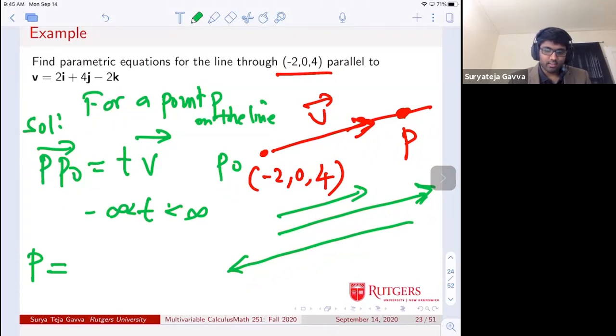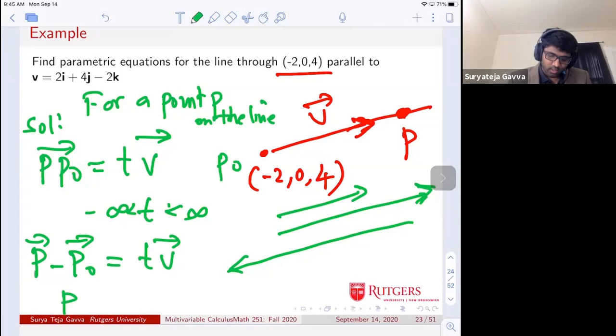Okay, so what are the coordinates for P0P? It is nothing but the coordinates of P minus the coordinates of P0, which equals TV bar here, right? If I want to find the coordinates of P, I just have to add TV bar to P0. So P has to be P0 plus TV bar.